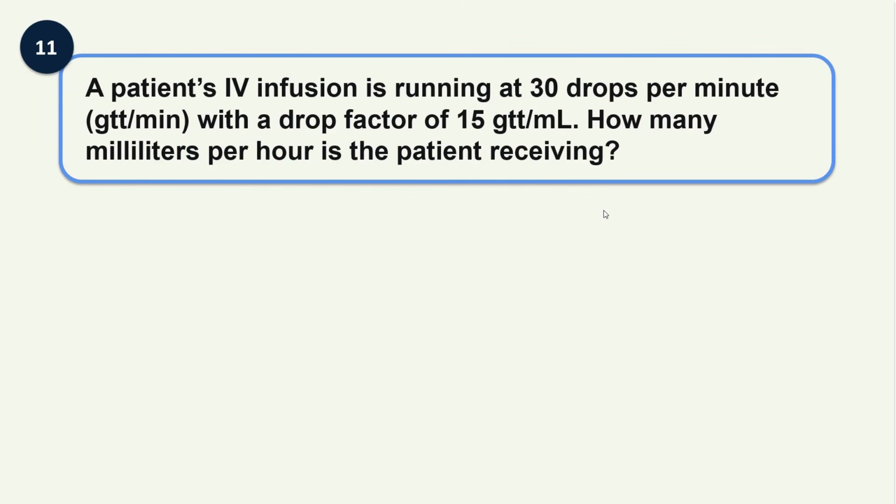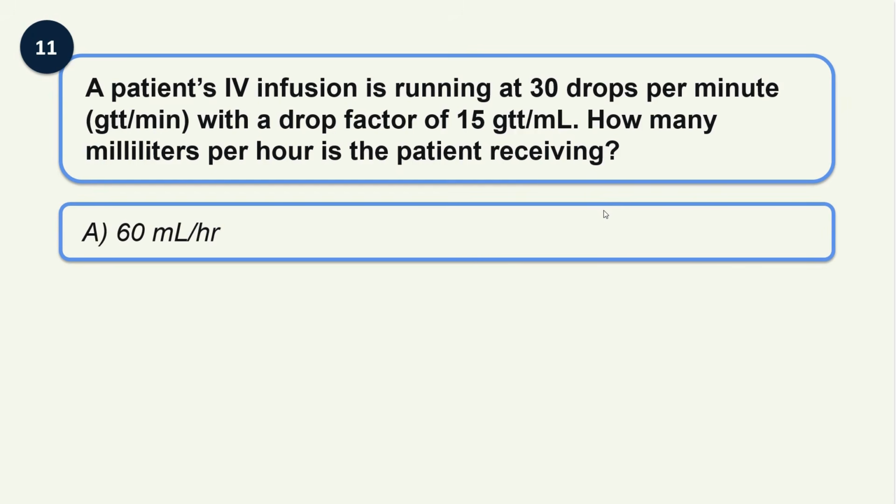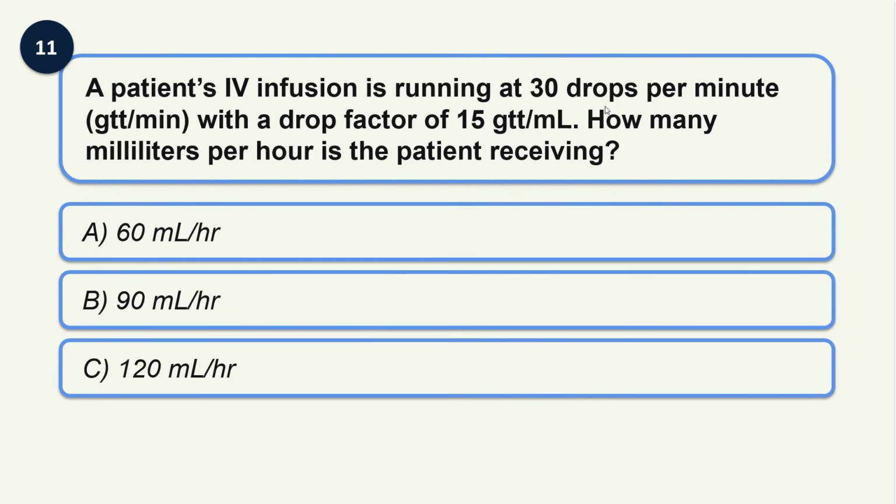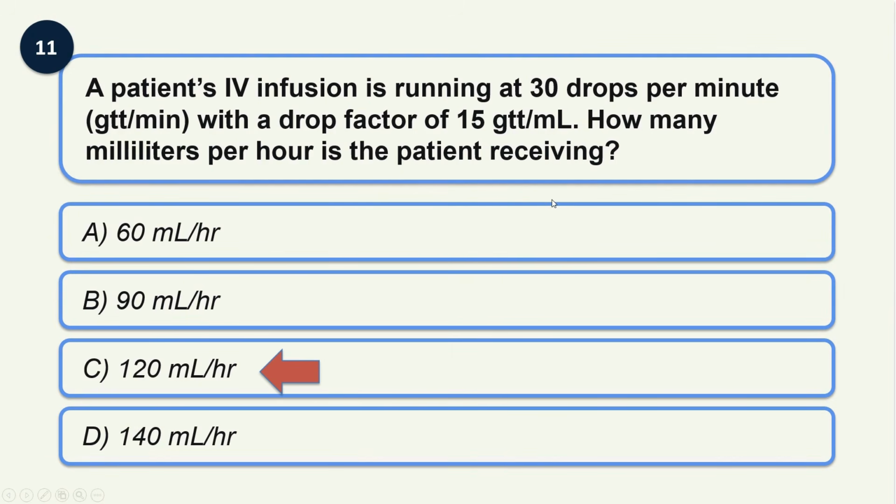Next, a patient's IV infusion is running at 30 drops per minute, with a drop factor of 15 GTT per mL. How many milliliters per hour is the patient receiving? A, 60 milliliters per hour. B, 90 milliliters per hour. C, 120 mL per hour. D, 140 mL per hour. Correct answer is 120 mL per hour.